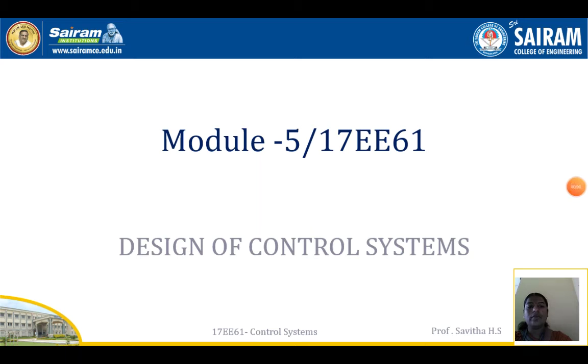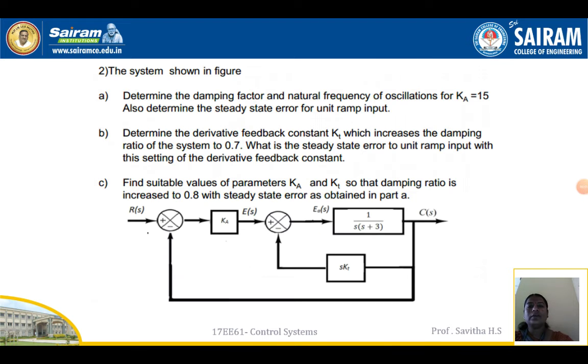We'll continue Module 5, Design of Control System. Consider the example, the system shown in the figure. Determine the damping factor and natural frequency of oscillations for K equal to 15. Also determine the steady state error for unit ramp input.